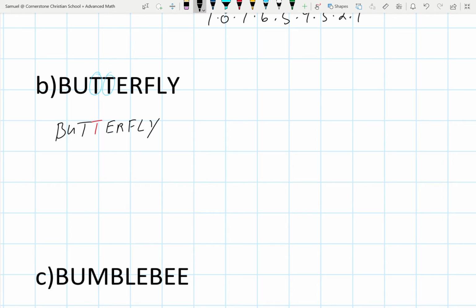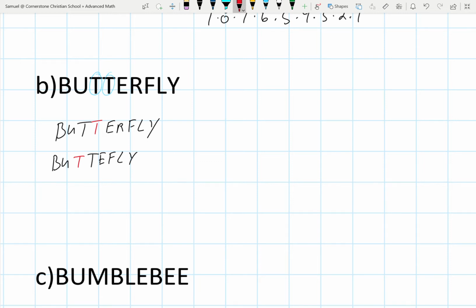Butterfly. However, if I were to rearrange the letters, technically this has rearranged the letters. However, did it create something new or individual or special, I guess? No, it's still the exact same word actually.